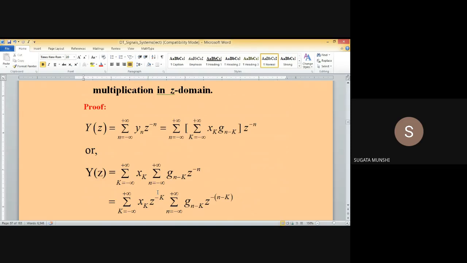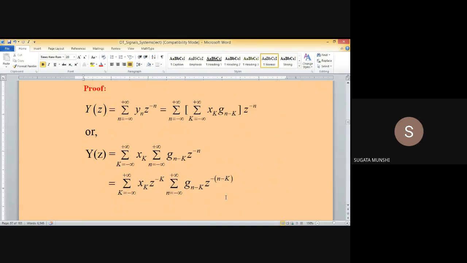Now, if you introduce here z to the power minus k, what will appear there? z to the power plus k will appear here. So in effect, the second summation becomes g[n minus k] z to the power minus (n minus k). So the first summation represents X(z) and the second summation represents, what is that? G(z). So it's X(z) times G(z).